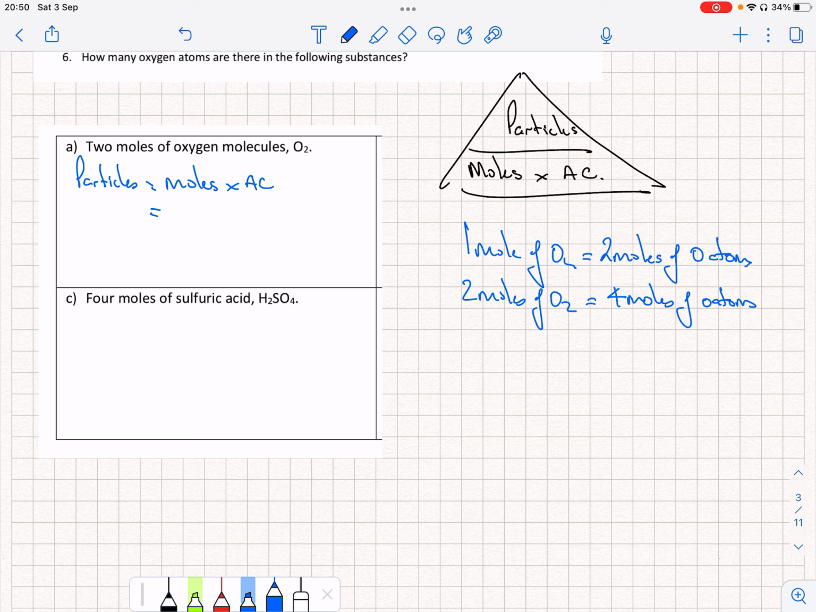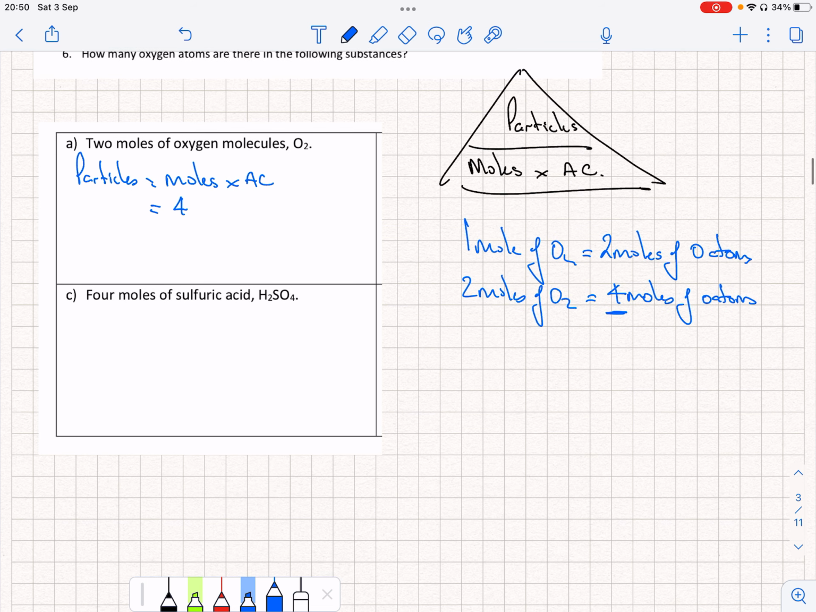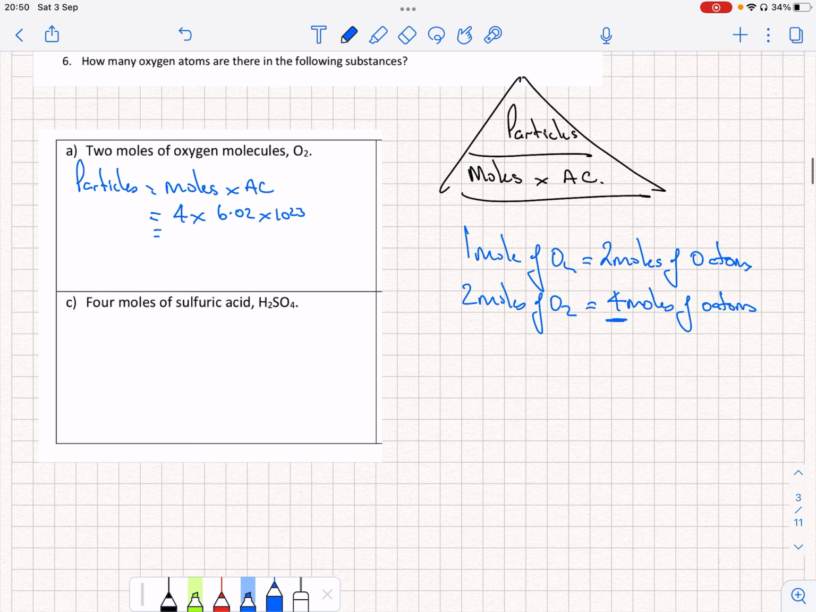So let's just go back to this and we'll do moles times AC. Moles we just worked out. There are 4 moles of oxygen atoms. So we've got 4 moles of oxygen atoms times by Avogadro's constant, which is 6.02 times 10 to 23. When you work that out, you get an answer of 2.4 times by 10 to the power of 24. And this is going to be atoms.